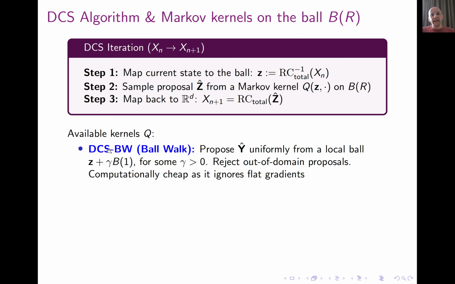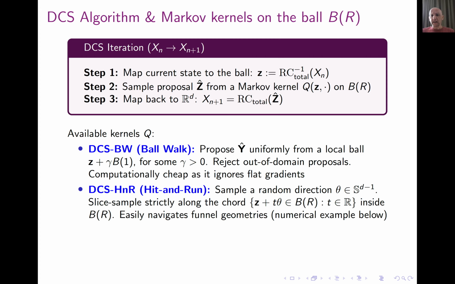You can take ball walk, for example, which is just sampling on some ball of a small radius around the current point, and if I jump out of B(R), I reject immediately. This is cheap, ignores gradients, but will have good convergence properties. I can also do hit-and-run in this situation. This means that I choose a direction, and then I do slice sampling in that direction over the line segment that is in my ball.